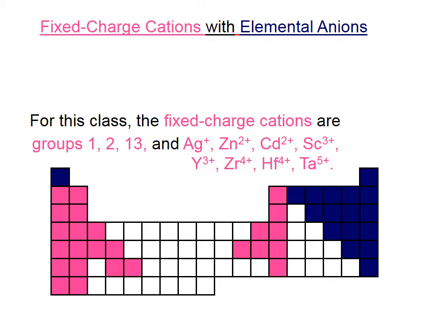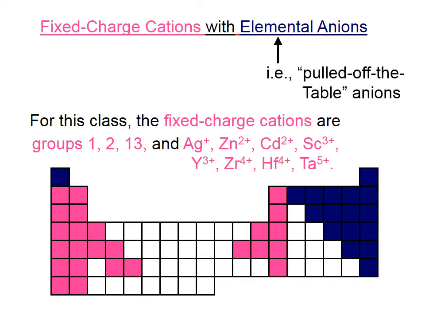Fixed charge cations with elemental anions. Okay, what are elemental anions? Well, elemental anions are pulled off the table anions. In other words, they are negatively charged species that tend to come from this portion of the periodic table. Typically we leave the noble gases off of there, but pulled off the table anions come from this upper right region of the table. The fluoride ion, the oxide ion, the nitride ion, the sulfide ion, the chloride ion, bromide, iodide, selenide, and so on.